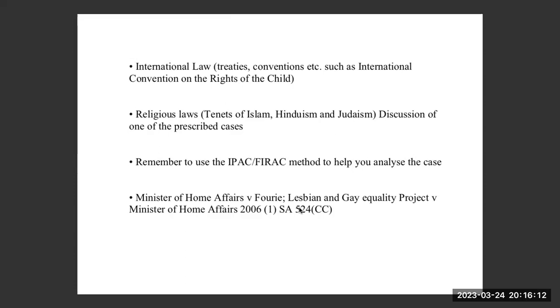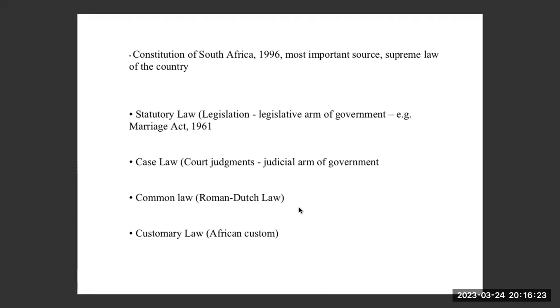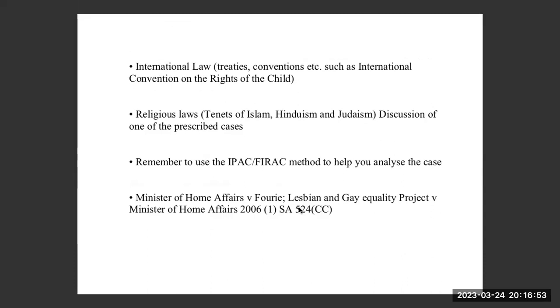Just a recap, it's religious laws, international law, customary law, common law, case law, statutory law, and the constitution. And obviously you will do it backwards in the order of the hierarchy. If you get an exam question that says you must list the sources of law according to the hierarchy, you obviously know that you will start with the constitution at the top, and then legislation, and then case, and then common, and then customary, international, religious, and so on.